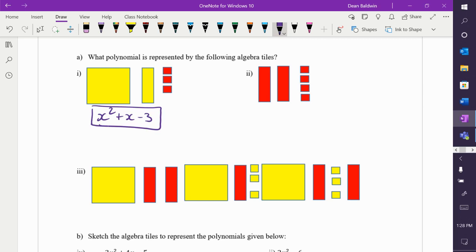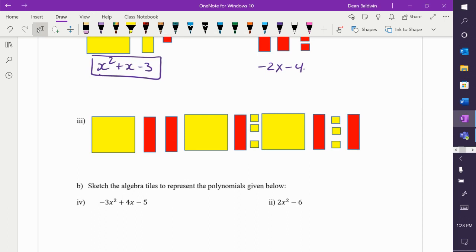Second one. Write it as a simple term. Negative 2x minus 4. I have negative 2x because there are two rectangles, and then there's negative 4.